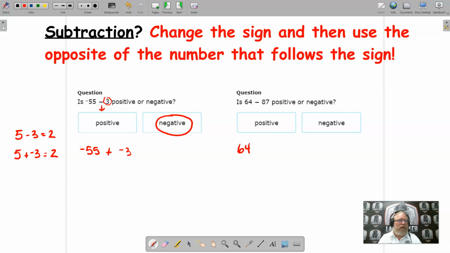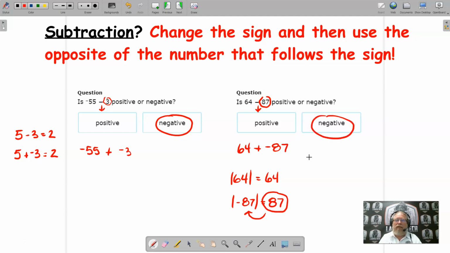64. Change the sign, right? Take the subtraction, turn it to addition. Take the opposite of the number that follows. Positive 87 becomes negative 87. Now we have two different values, one positive, one negative. The absolute value of 64 is 64. The absolute value of negative 87 is positive 87. 87 is greater than 64. We got that value from taking the absolute value of a negative number. Therefore, our result would be negative.